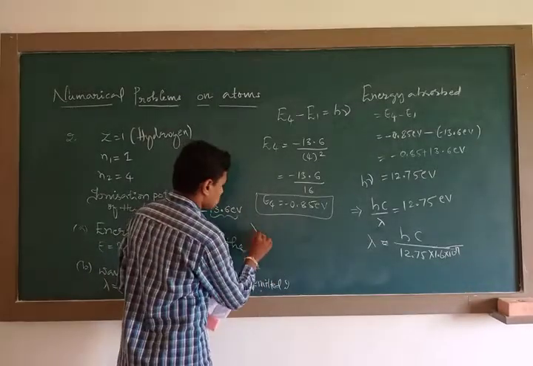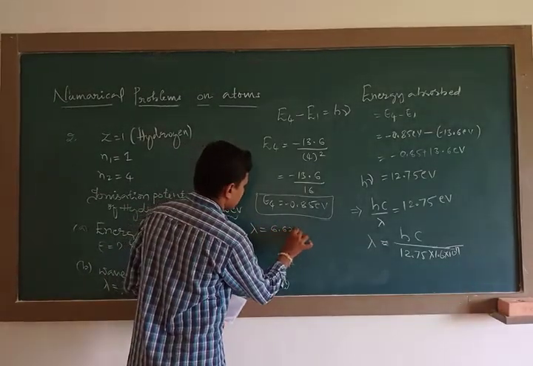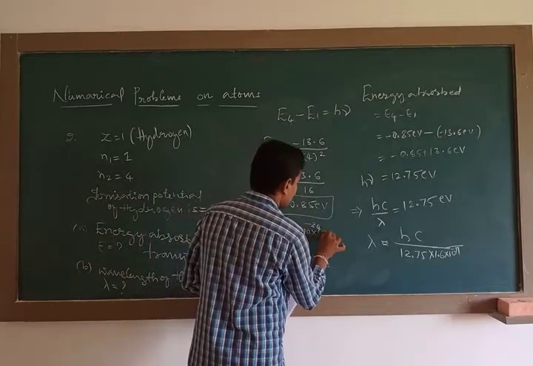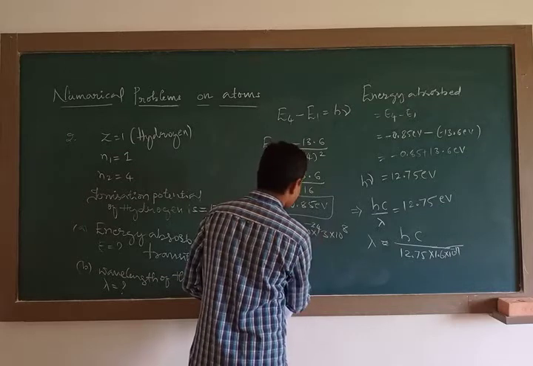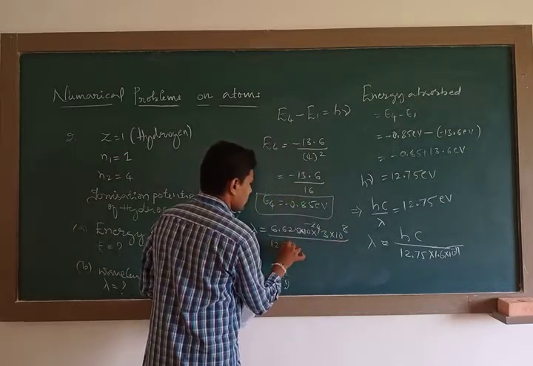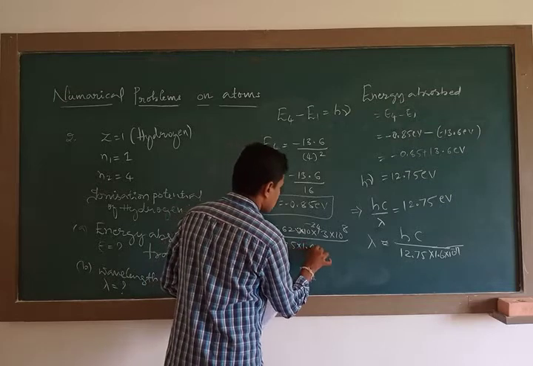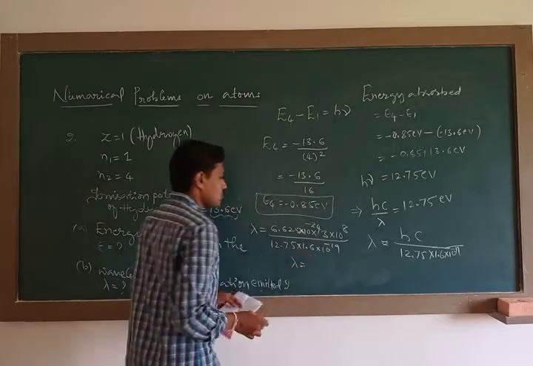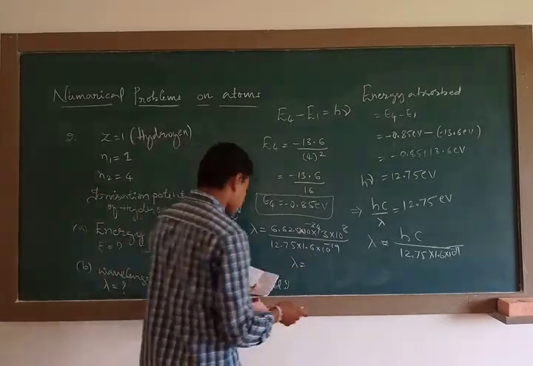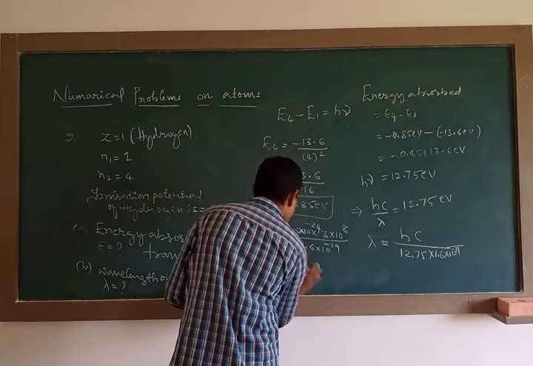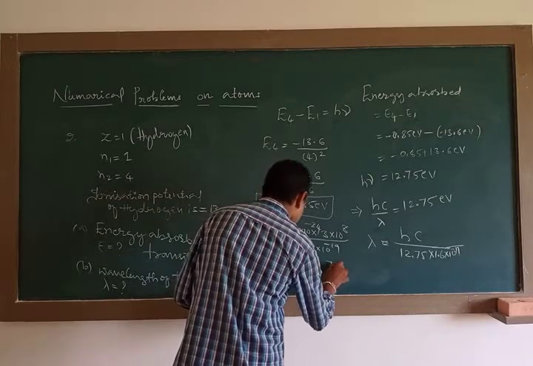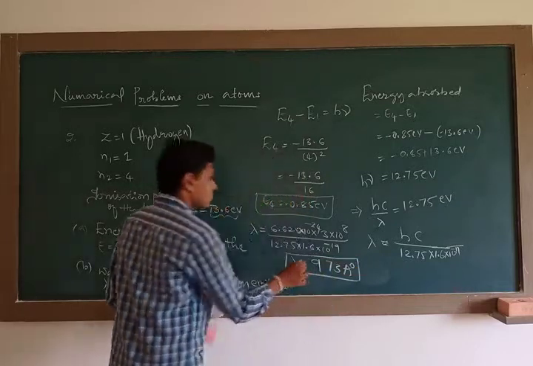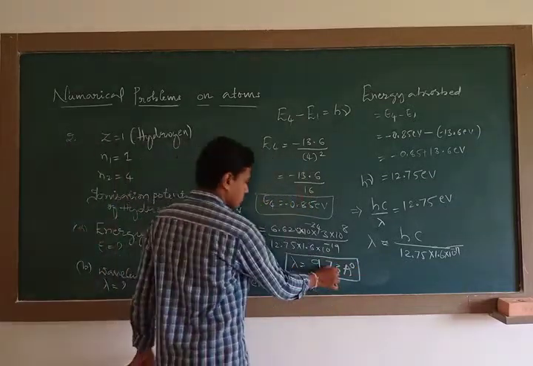Lambda is equal to 6.625 into 10 raised to minus 34 joule second, Planck constant, into speed of light 3 into 10 raised to 8, by 12.75 into 1.6 into 10 power minus 19. If you simplify this, the value of lambda is found to be 973 angstrom.